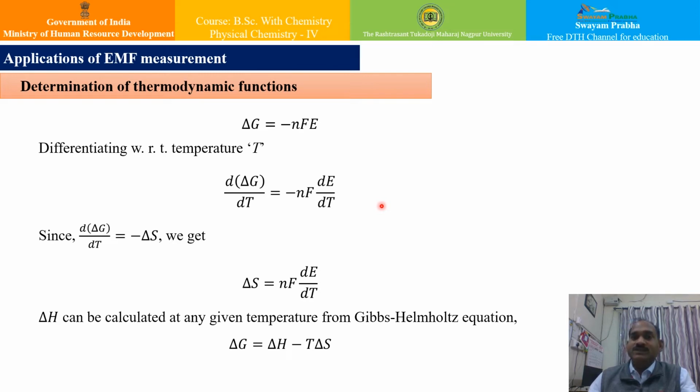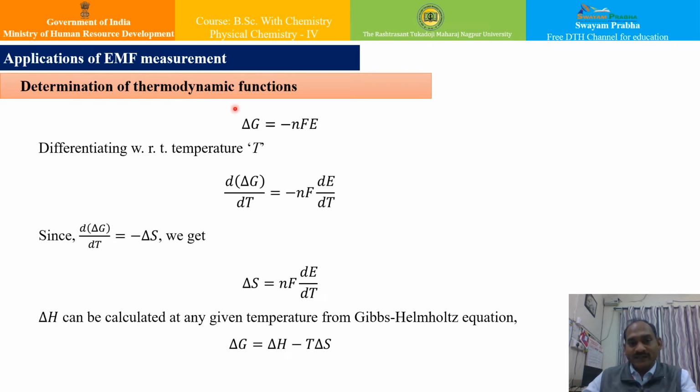So EMF measurements are normally made at constant temperature, and therefore this particular expression can be very well used. Now, since this EMF is affected by change in temperature, the temperature coefficient of the EMF, that is dE/dT, basically the change in EMF with respect to temperature, can also be determined by measuring the EMF at, say, two or three different temperatures. And using this temperature study, I can actually find out the change in entropy as well.